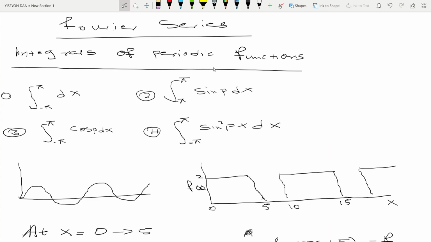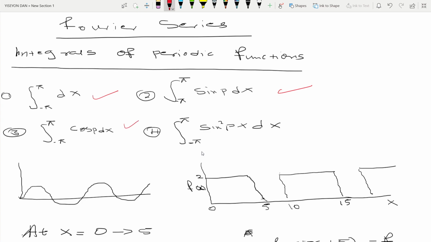Alright, so guys, welcome to Fourier series class. This is our first video on Fourier series, and we'll be doing the introduction to the integrals of periodic function. At the end of the class, we'll be solving some integral questions that are related to the periodic function. So this is question 1, question 2, question 3, and question 4.